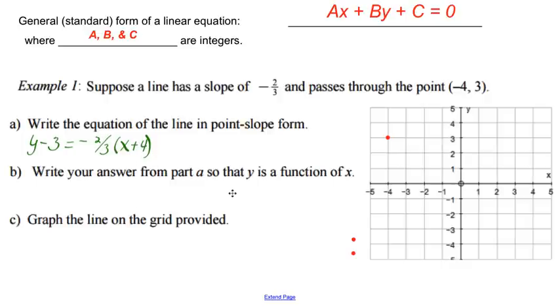Part B says write your answer from part A so that y is a function of x. Basically, that means solve it for y. So we need to add 3 to both sides, and that gives us that equation.